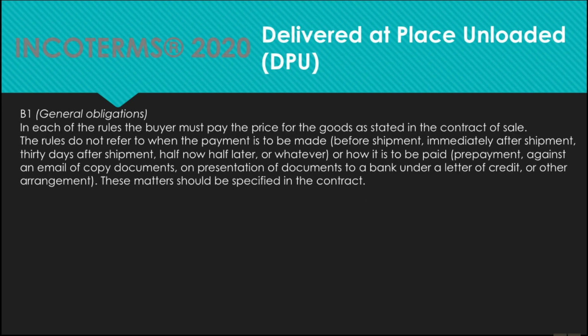B1. General obligations. In each of the rules, the buyer must pay the price for the goods as stated in the contract of sale. The rules do not refer to when the payment is to be made: before shipment, immediately after shipment, 30 days after shipment, half now and half later, or whatever, or how it is to be paid: prepayment, against an email of copy documents or presentation of documents to a bank under a letter of credit, or other arrangements. These matters should be specified in the contract.